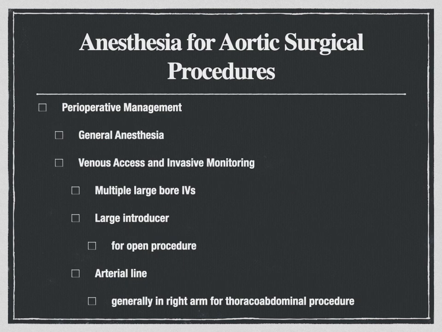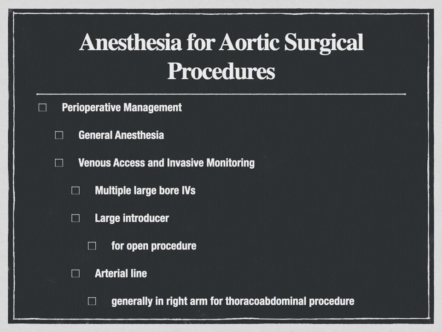Continuing on with the perioperative management, with the open procedures, anything that is thoracoabdominal, you would certainly do a general anesthetic. Venous access, invasive monitoring, multiple large bore IVs on any open procedure. Consider an introducer if you have a known large aneurysm, or if the surgeon were to voice any anticipated difficulties, and then you would also have the ability to float a Swan-Ganz catheter.